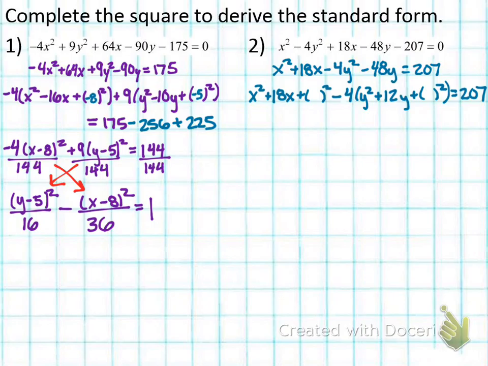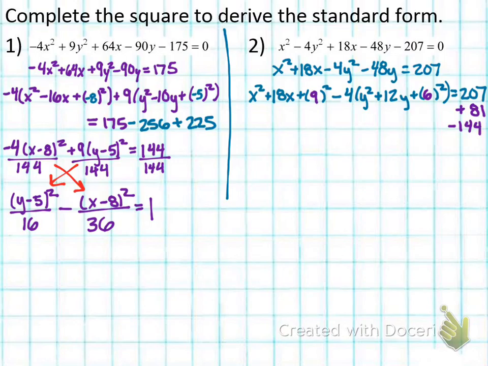Over here, I'm going to take half of b for my x's, then take half of b and square it for my y's. So half of 18 is 9. Half of 12 is 6. 9 squared here means I really added 81. So if I added 81 on the left side, I need to add it to the right side. And then with my y's, I'm adding 6 squared, that's 36. But it's really 36 times negative 4. So that's a negative 144.